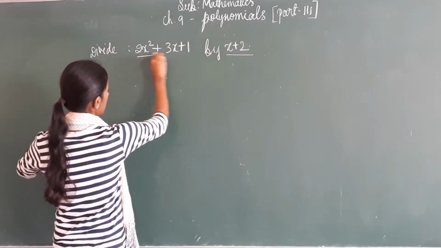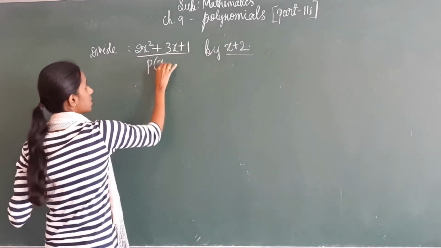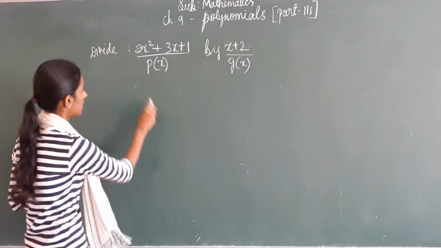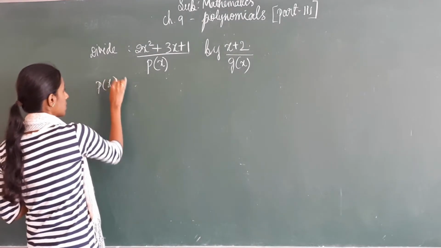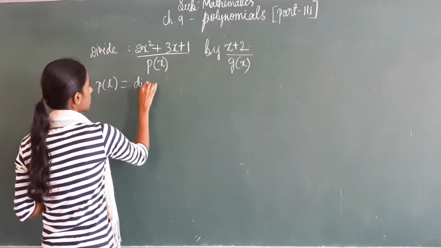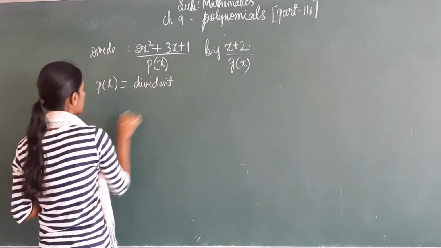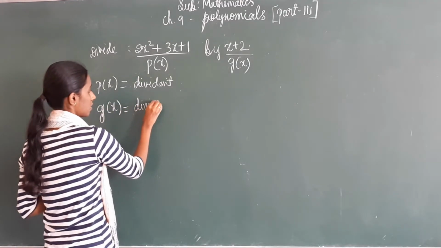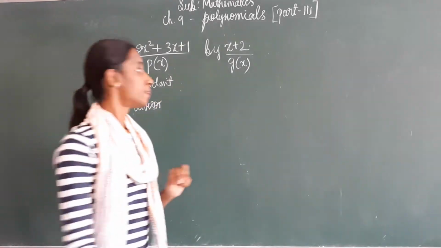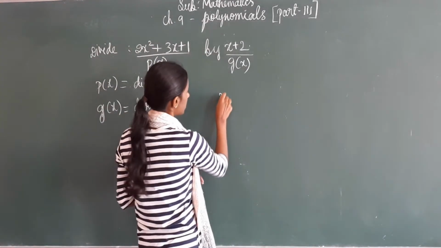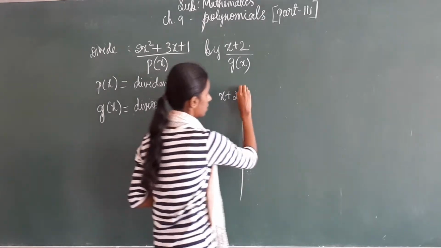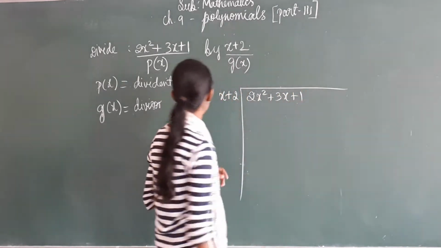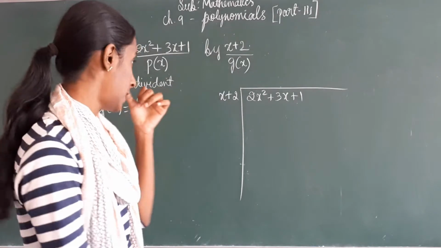So if I take this as p of x and this as g of x, then p of x is the dividend and g of x is the divisor. So how will you do the division? Just recall whatever you learned in ninth standard. x plus 2 is the divisor, and 2x square plus 3x plus 1 is the dividend.